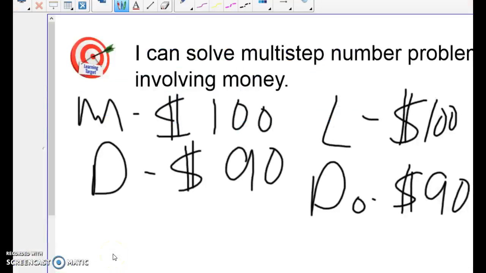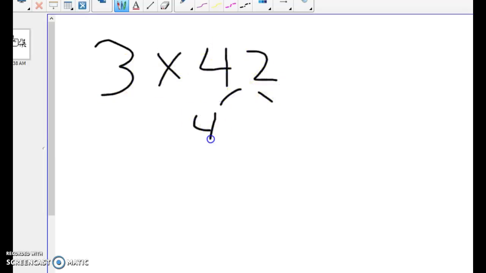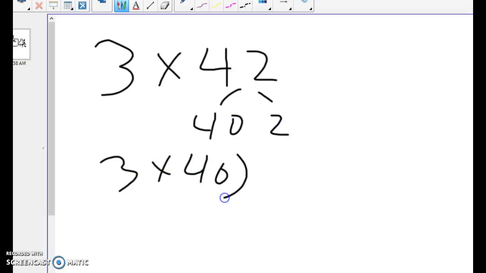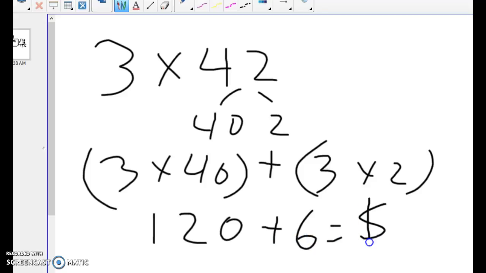Which is really like 3 times 42. I'm going to partition this though into 40 and 2. So now this becomes 3 times 40 plus 3 times 2. Now 3 times 40 is 120, plus 6 costs $126. So there's my first step.